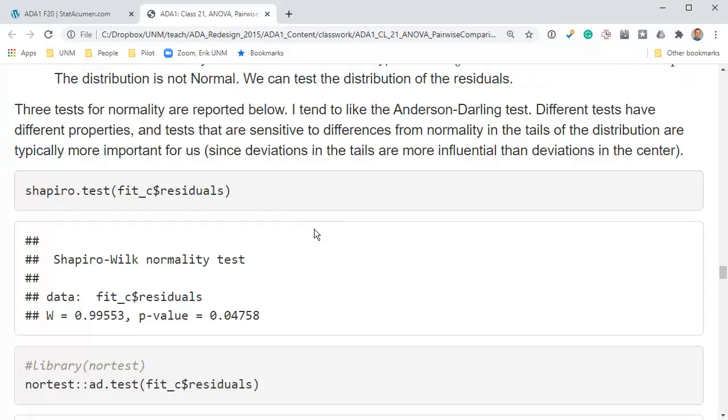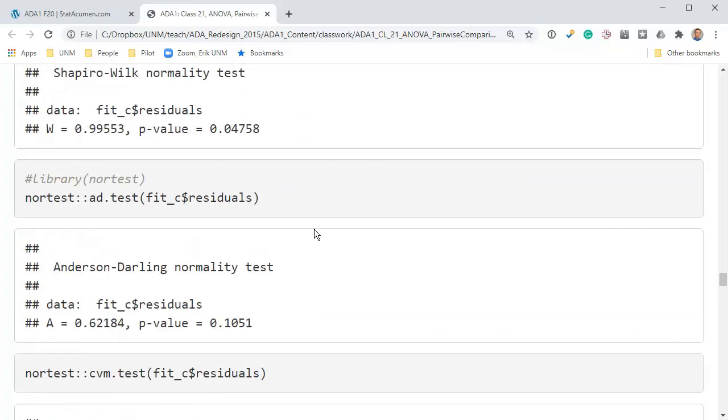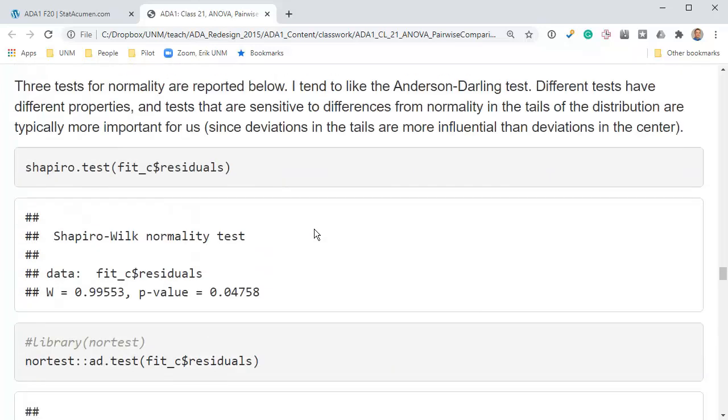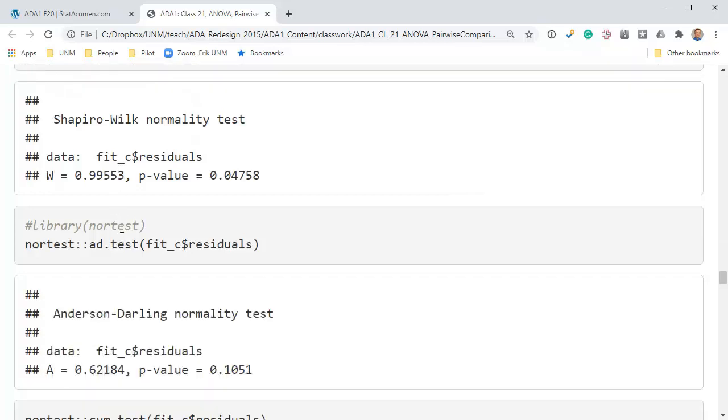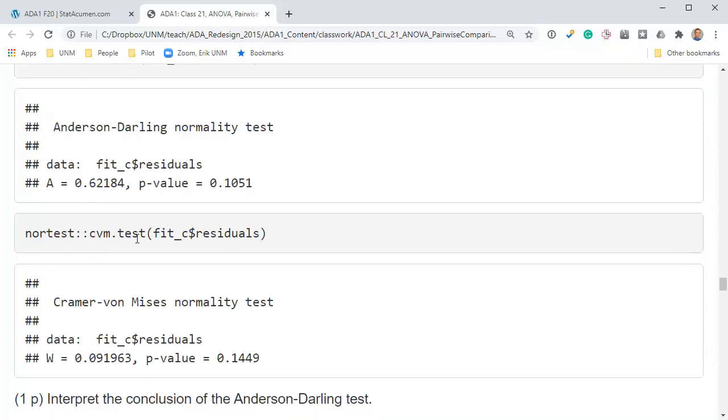There are some other tests. There's one called the Kolmogorov-Smirnov test, which is often used, but I think it puts too much weight near the middle, which is not where problems are. So you're unlikely to detect real problems with the Kolmogorov-Smirnov test. Anyway, I show two of them here. There's a Shapiro-Wilk test, which is just fine, and Anderson-Darling test, and then a Cramér-von Mises test.